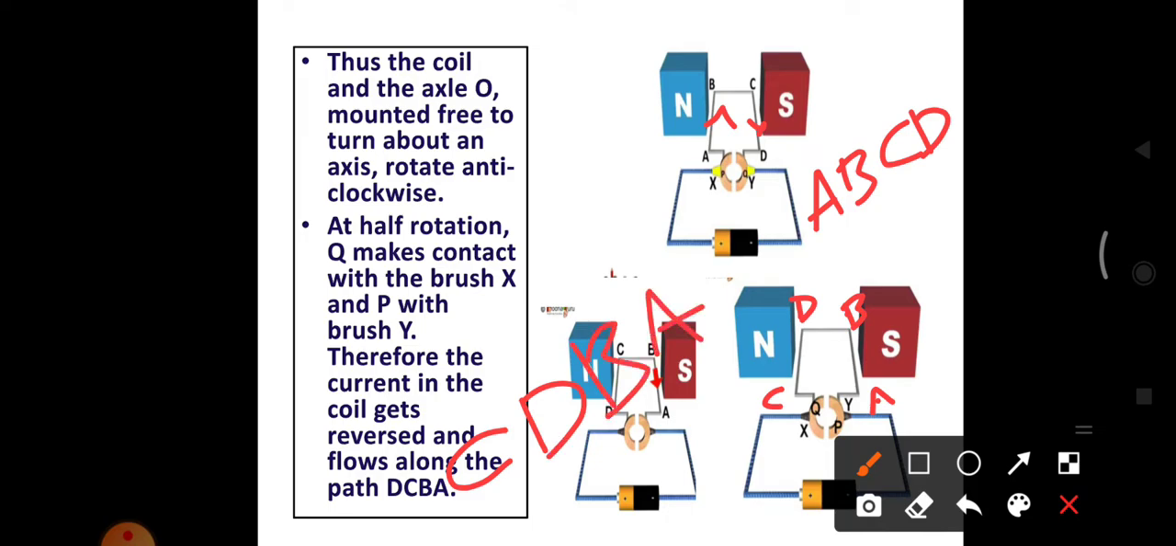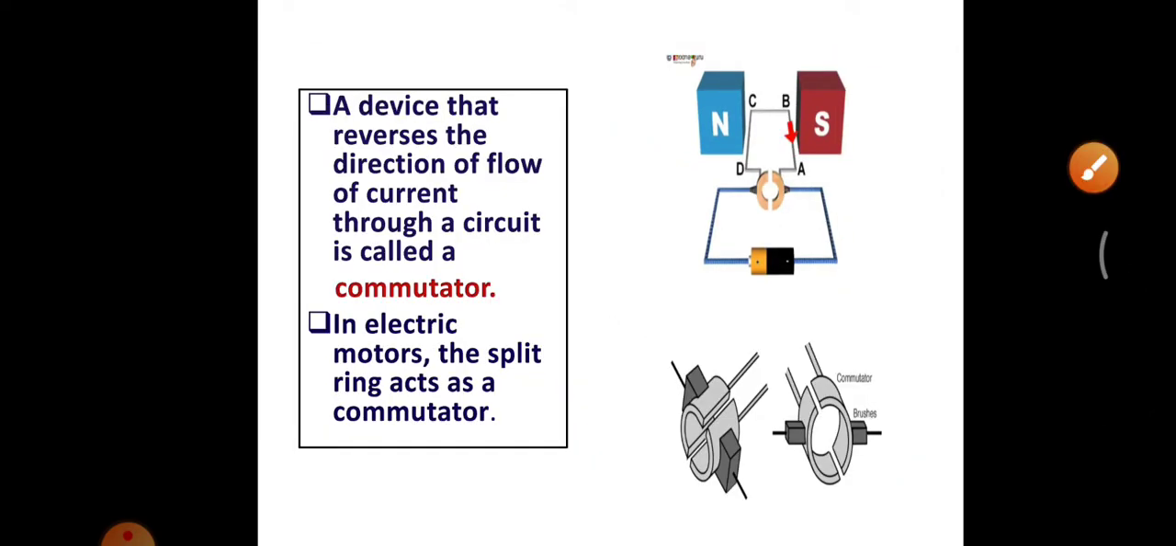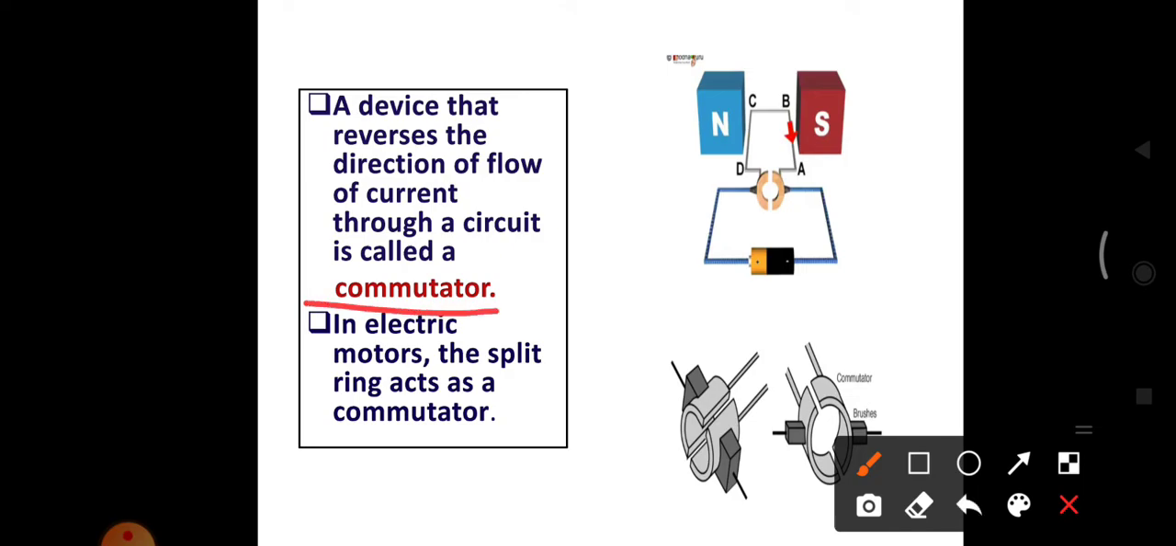When will the half rotation take place? When the two forces are acting in opposite directions, the coil starts to rotate. So a device that reverses the direction of flow of current through a circuit is called a commutator. So the commutator is nothing but a device that reverses the direction of flow of current through a circuit.